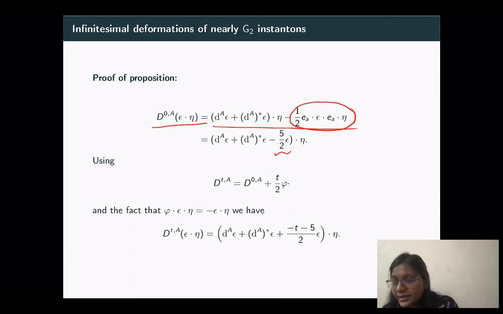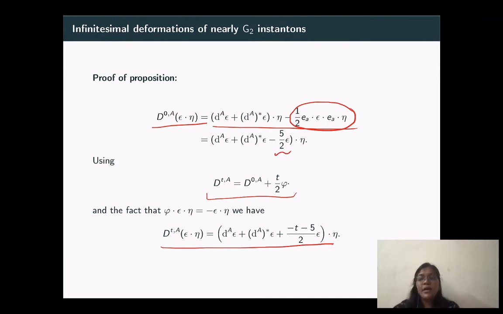Then we can use that D^A_t is D^A_0 plus (t/2) phi, where the dot is the Clifford multiplication, and we can get that D^A_t is given by this. So we just plugged in D^A_0 from above, and we knew that since epsilon dot eta is in the T M dot eta subbundle of the spinor bundle, the eigenvalue for that is given by -1. So phi acts on epsilon dot eta as minus epsilon dot eta, and thus if we plug in everything from here and here, we get that D^A_t is d_A epsilon plus d_A^* epsilon minus (t plus 5 over 2) epsilon dot eta.